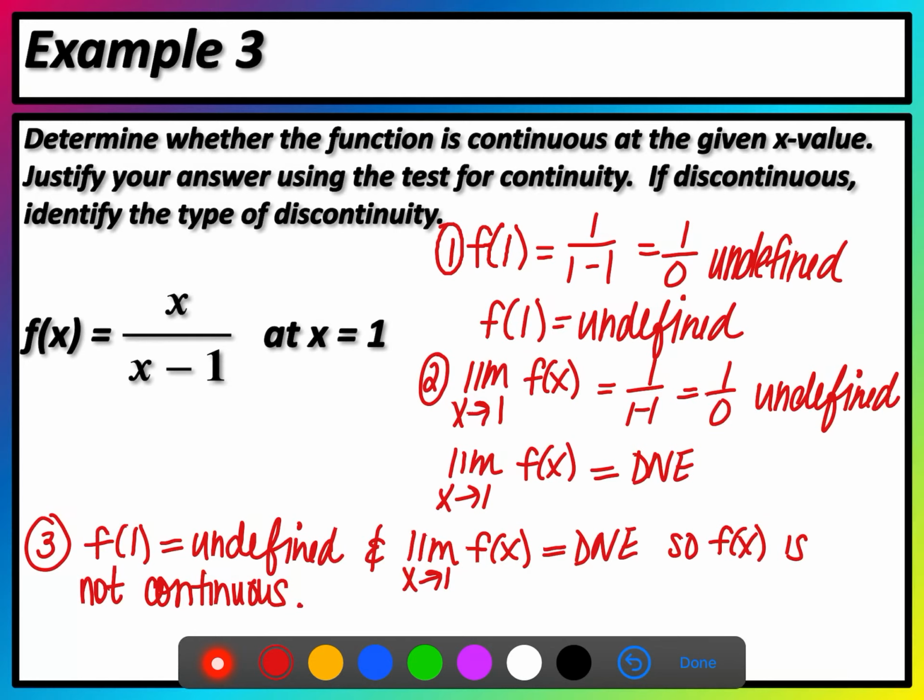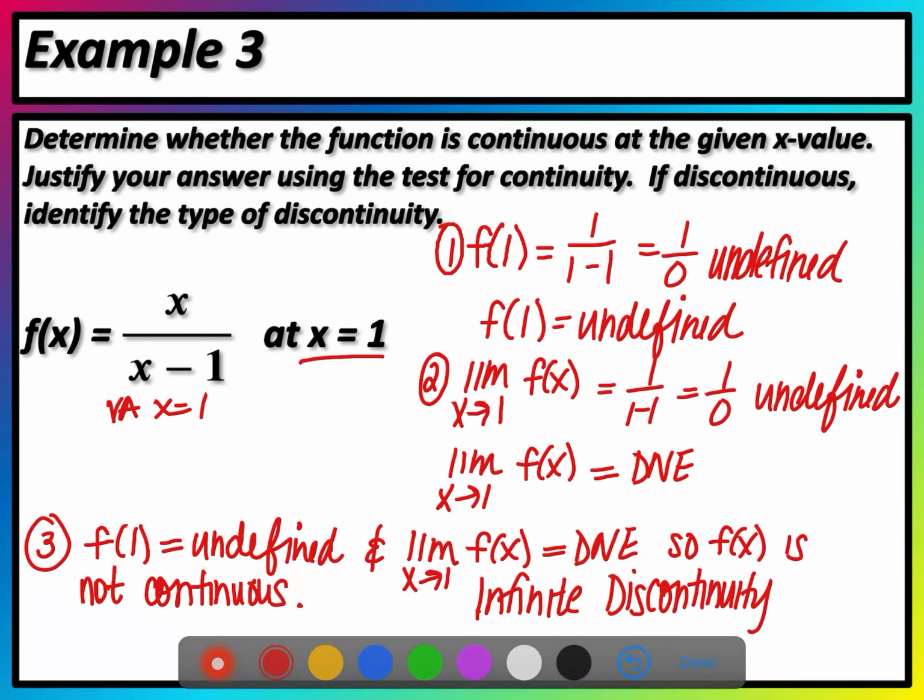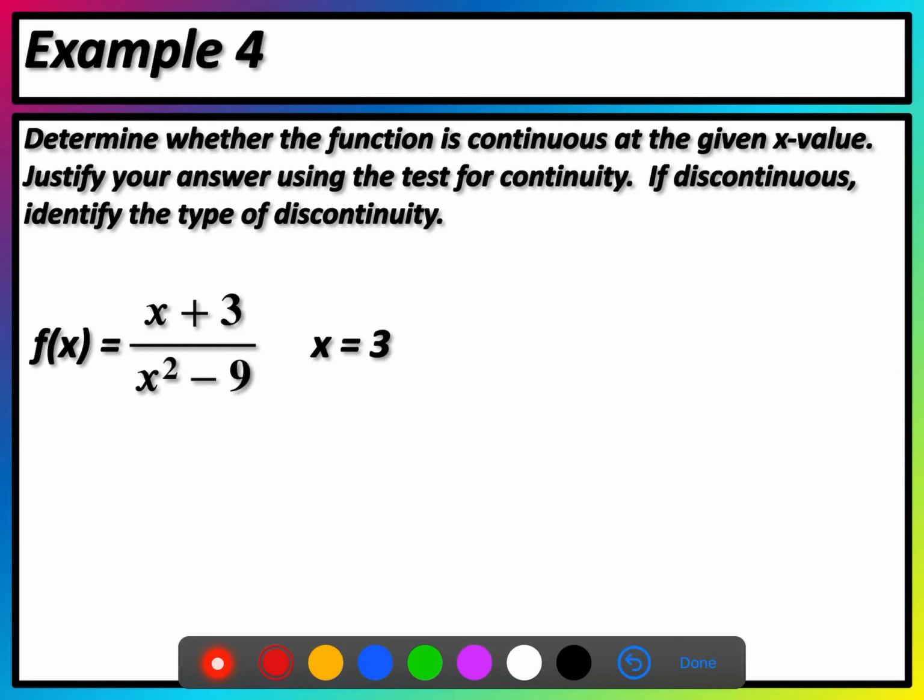So then what is actually happening here? It can't be jump because it's not piecewise, and I didn't cancel anything out, so it's not removable because I didn't create a hole. However, the value that they're asking me to look at happens to be the vertical asymptote of the function. So this is an infinite discontinuity. And we have one more.